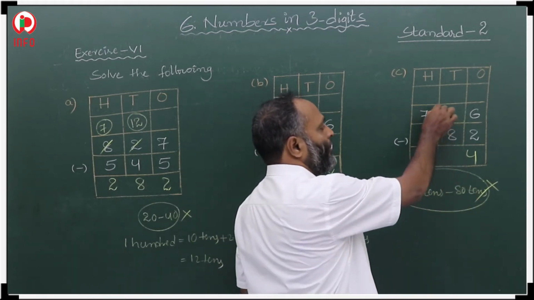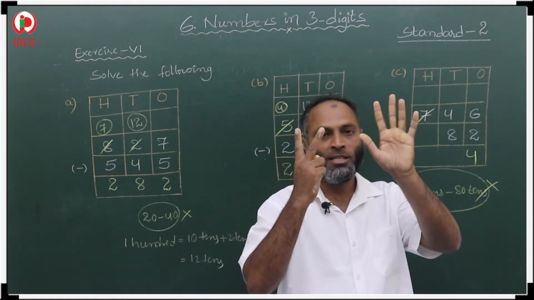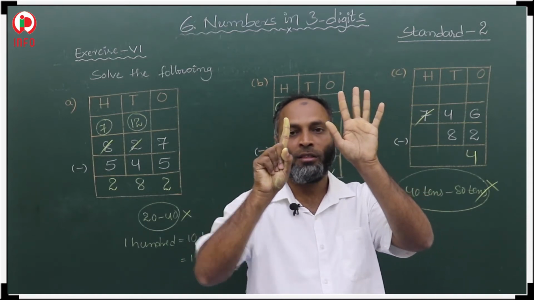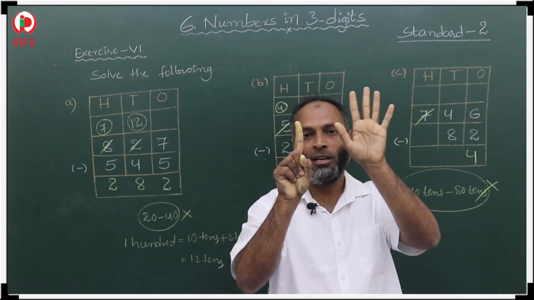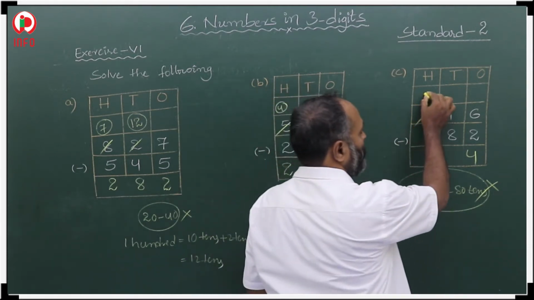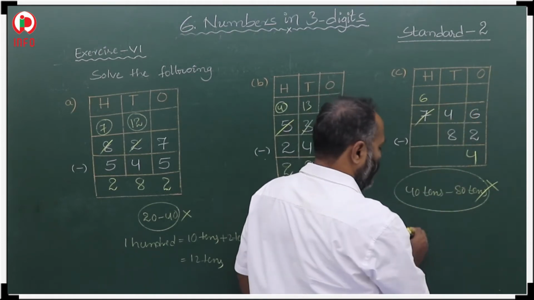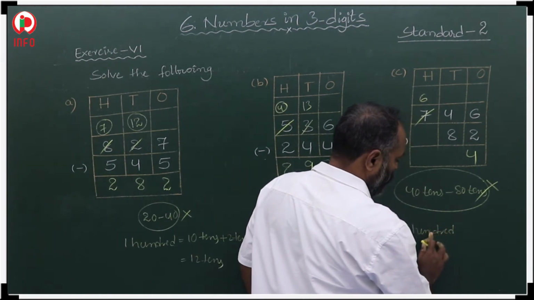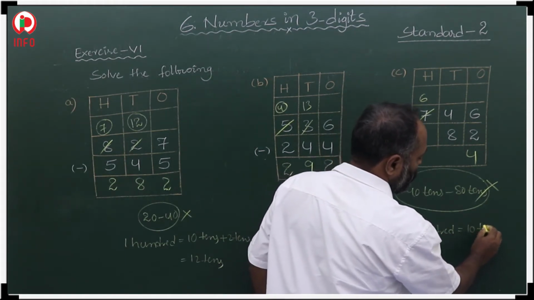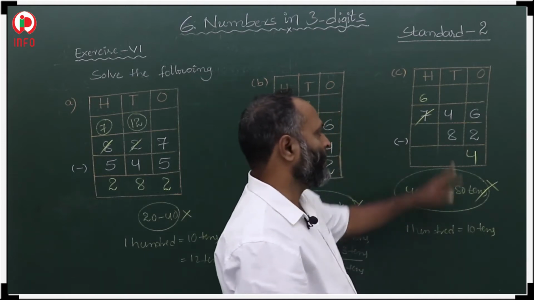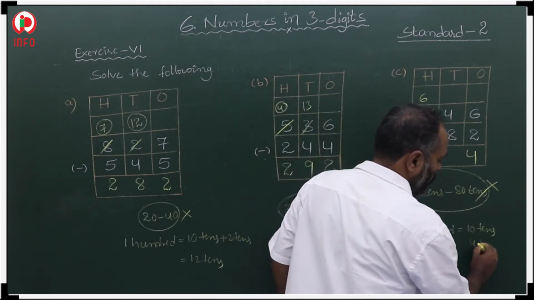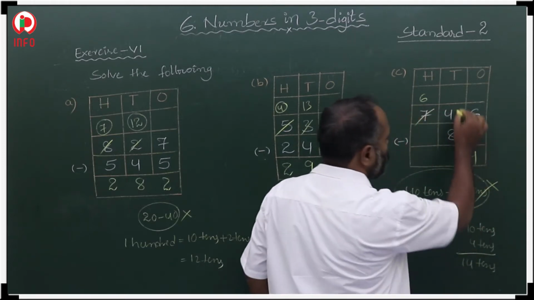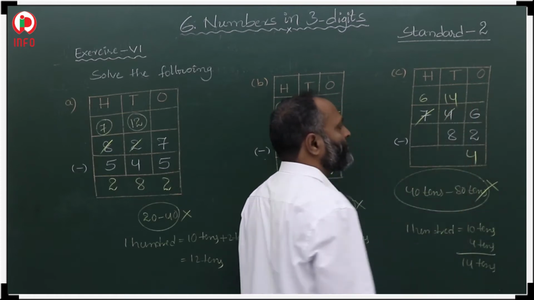So take 100 as a borrow. Total how many hundreds are there? 7 hundreds. If we take 100 as a borrow, then 6 hundreds are left, 600. 100 is equal to 10 tens. 10 tens and the 4 tens already there, 10 plus 4, gives 14 tens.